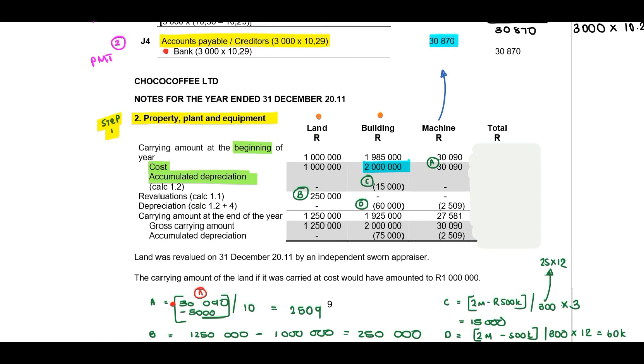Right, and then our narrative information. Sorry guys, if you look at this, I've included my calculation A at the depreciation line. Your narrative information, which is your easy marks. This is easy. We need to indicate to the reader that the land was revalued on 31 December 2011 by an independent sworn appraiser. The carrying amount of the land, if it was carried at cost, would have amounted to 1 million. Guys, just study this. Know that you need to include this. This is part of the rules.